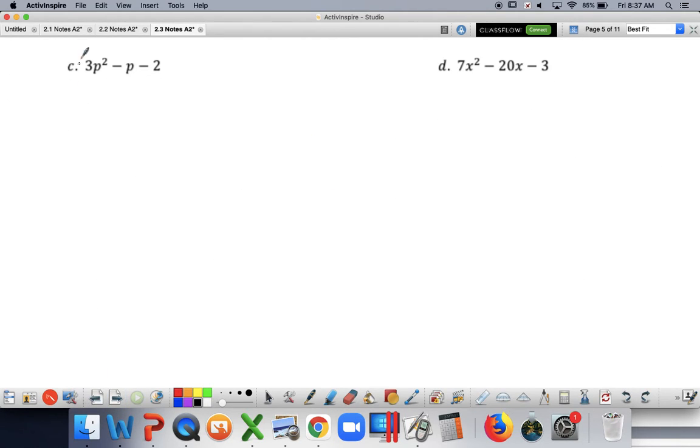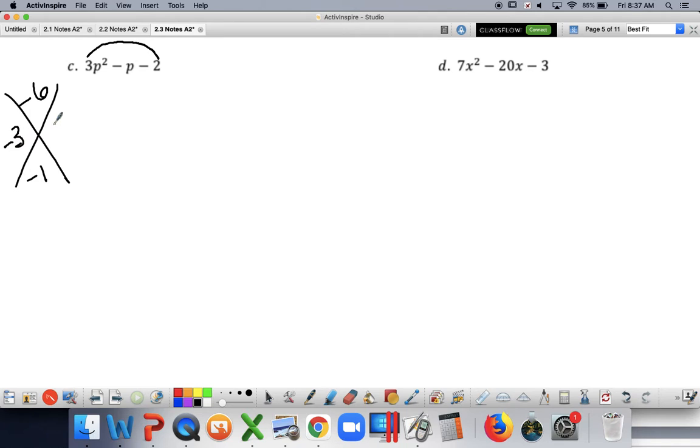Let's look at letter C. We're going to just keep trying this over and over again. It's the best way to do it. I multiply my a times my c, and I get a negative 6. And then my middle term is negative 1. So I'm looking for two terms that multiply to give me a negative 6 and add to give me a negative 1.